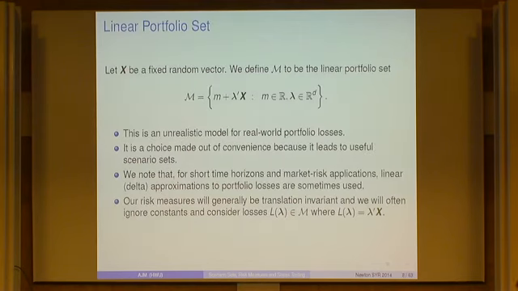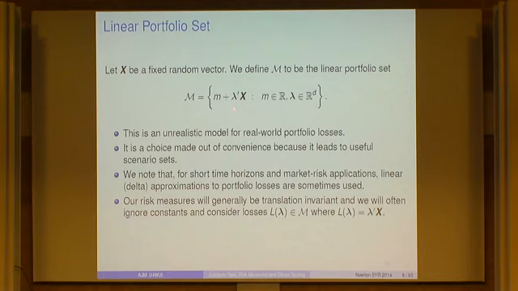So the next thing I need to define is a linear portfolio set, not because I believe this represents portfolios in the real world, but because this is what I need to get something tractable. So the linear portfolio set, basically I fix an underlying random vector, or the distribution of an underlying random vector for these risk factor changes, and I look at linear combinations.